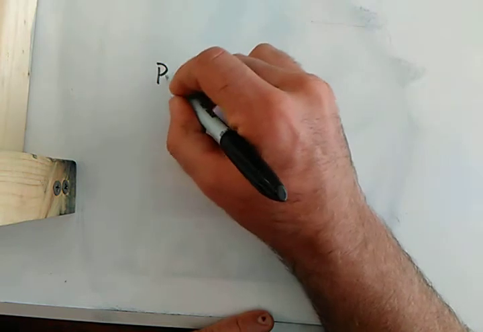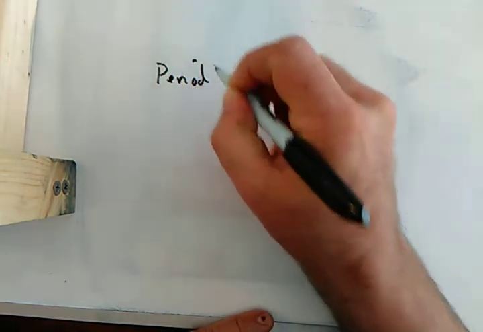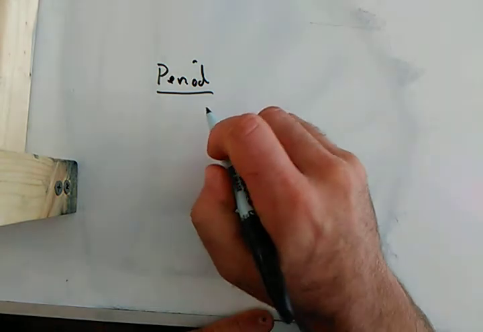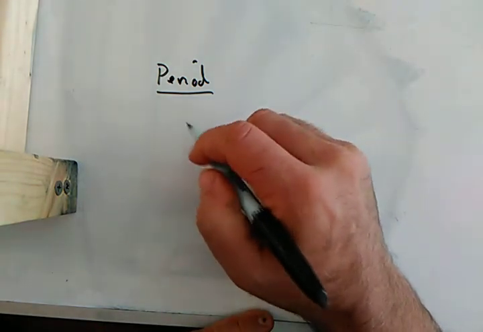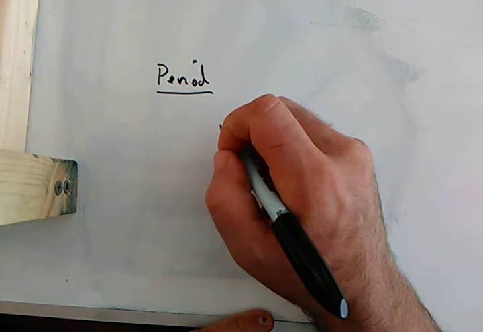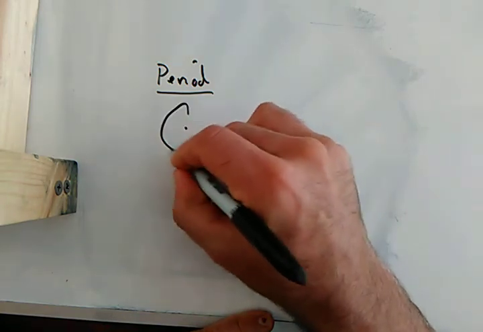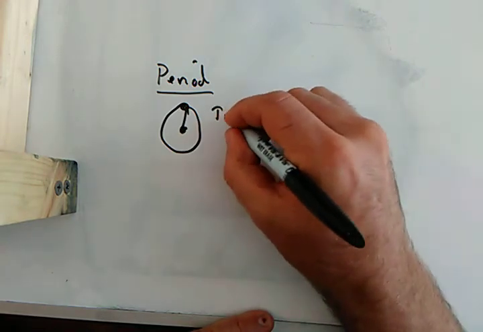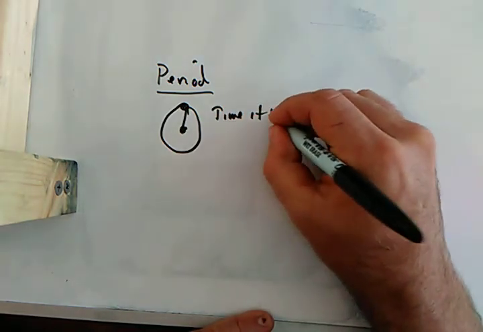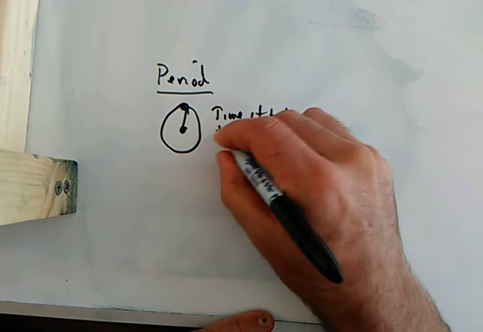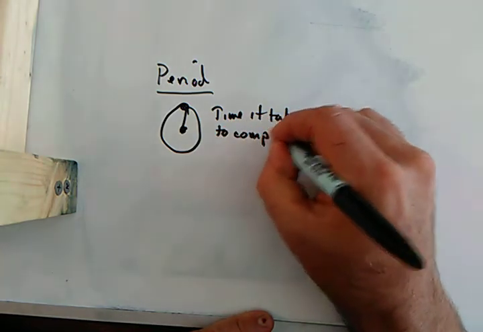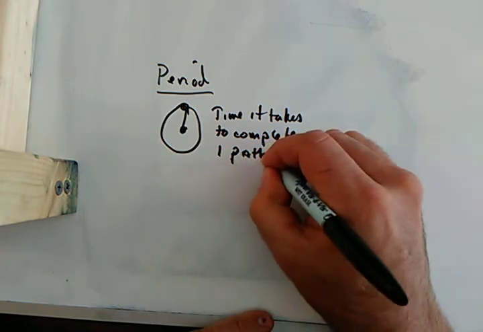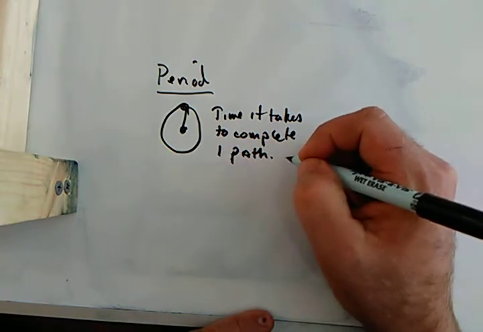But we have something called a period. We said that this was the time it takes for an object to complete one circular path around another object here. So the time it takes to complete one path is a period.